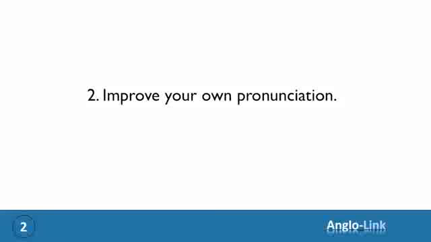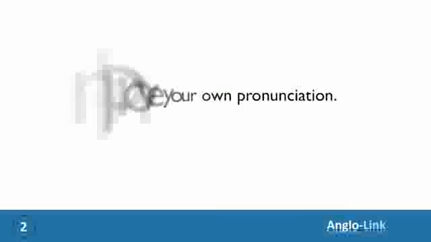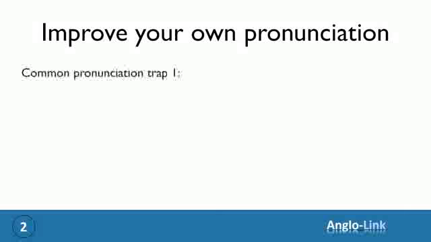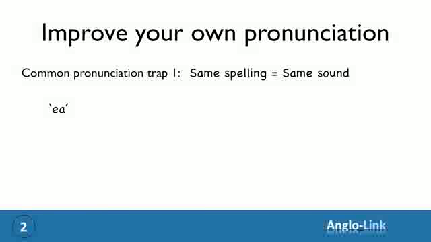There are two common traps if you have guessed the pronunciation of a word by reading it. The first common pronunciation trap is believing that two words with the same spelling will have the same sound. Let's give you an example.